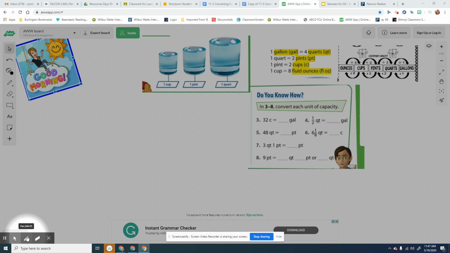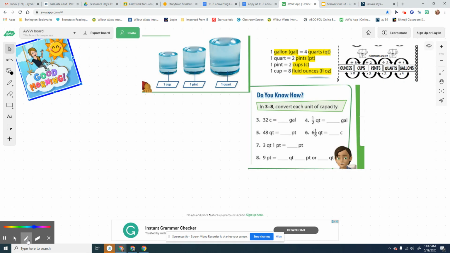Hi there. Today we are talking about lesson 11-2, and that is customary units of capacity, converting them, changing them from ounces to cups or cups to pints, pints to quarts to gallons, back and forth between those. So one little trick that I want to show you is King Gallon. If you have heard this before, this will just be a quick review.